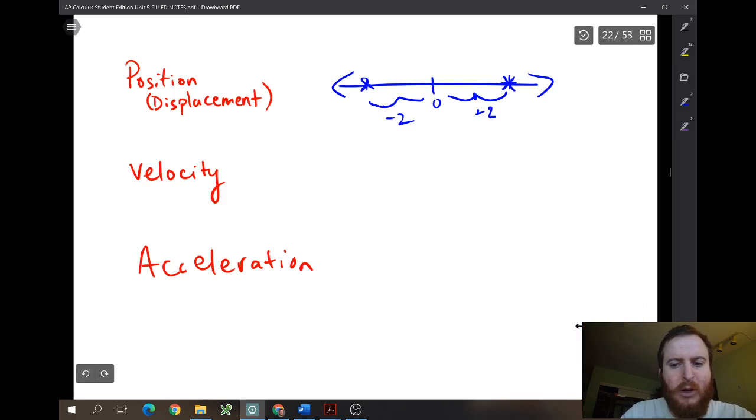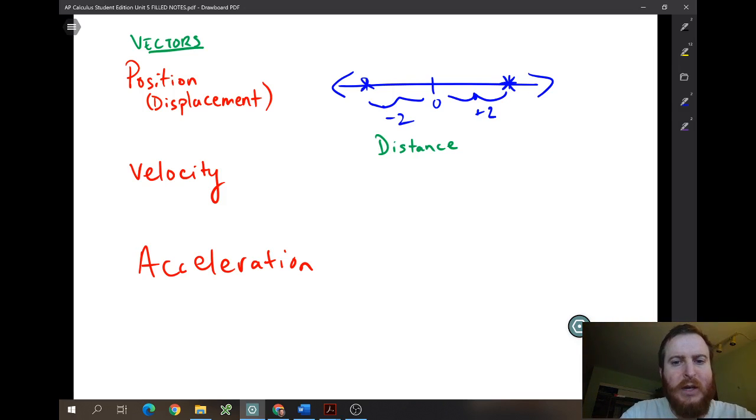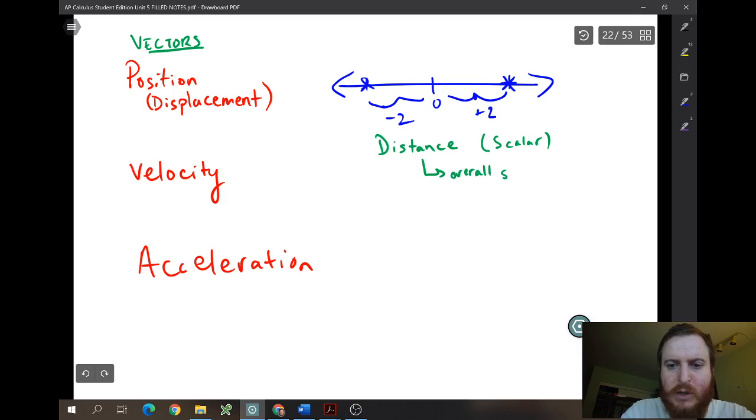There is another word called distance that once in a while we will talk about. Distance is a scalar, meaning, these were vectors, meaning they have a direction, so +2 meaning 2 to the right, or -2 meaning 2 to the left. Distance is a scalar. It has no direction. Distance is essentially, in a way, the absolute value of our position. So distance would be your overall steps, or your overall position that you've moved.